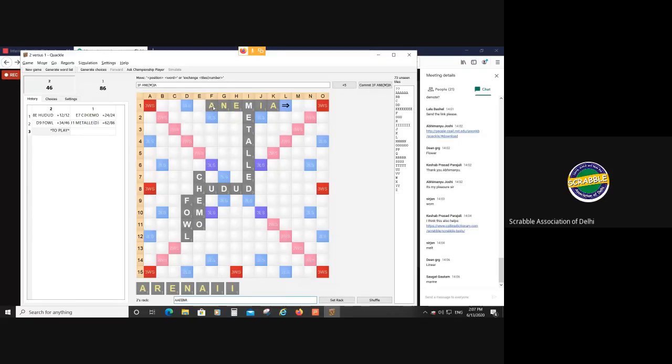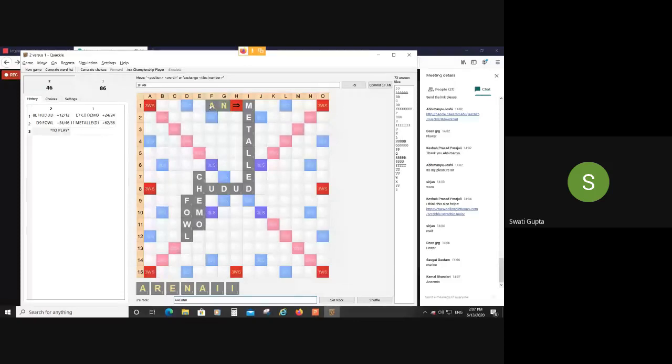Anemia is supposed to be ANAEMIA. Even this is valid. This is also valid. So let's use it. The spelling is also valid. We can use both. Okay, okay. So let's see what the computer is going to tell me.